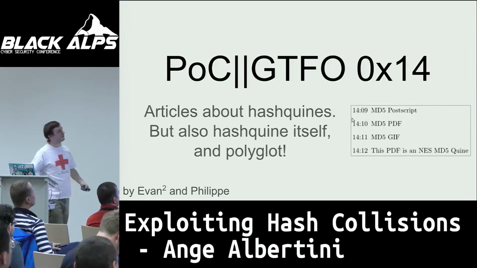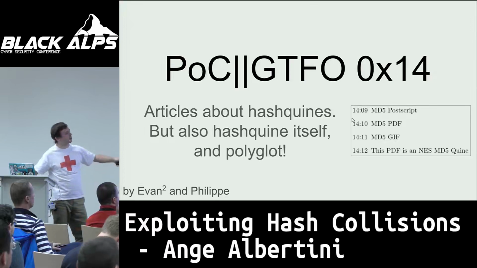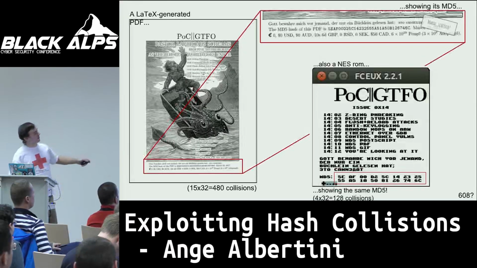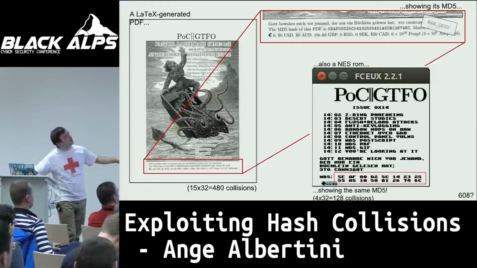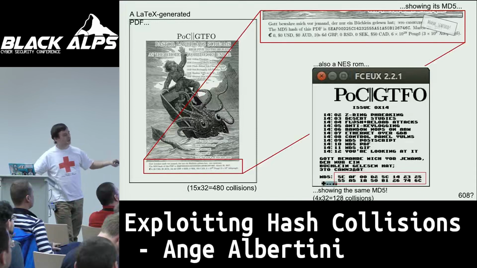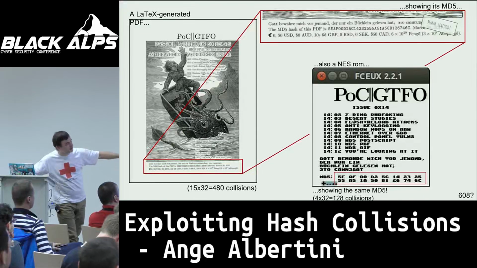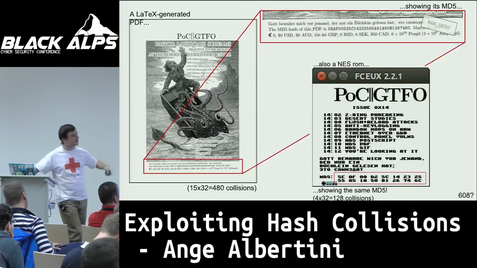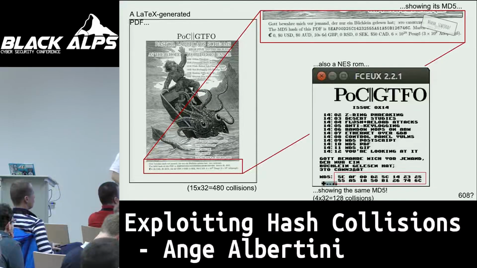And PoC or GTFO is an issue that contains articles about hashcoin, but it's also a hashcoin itself. It's LaTeX generated. It's showing its own hash on the front. It's also an ISO polyglot. So the same file is a PDF and an ISO, which is also showing its own hash. But this is a format hashcoin and this is a data hashcoin. So at this point we're at 609 collisions.